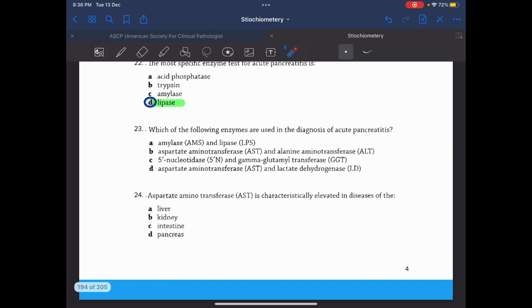Question number 23. Which of the following enzymes are used in the diagnosis of acute pancreatitis? Amylase and lipase, AST and ALT, 5-nucleotidase and GGT, or AST and lactate dehydrogenase. The correct answer is A, amylase and lipase. Question 24. Aspartate aminotransferase is characteristically elevated in diseases of the liver, kidney, intestine, pancreas. The correct answer is liver.